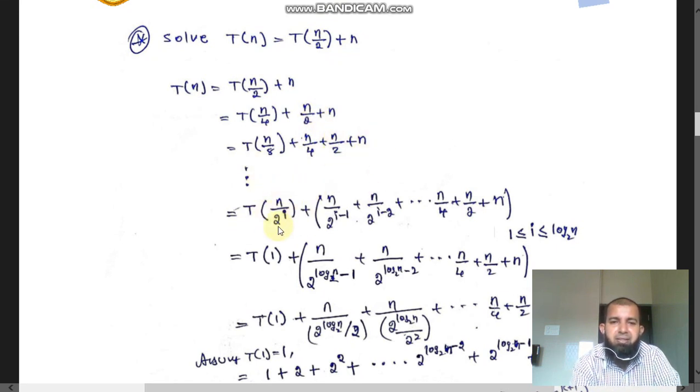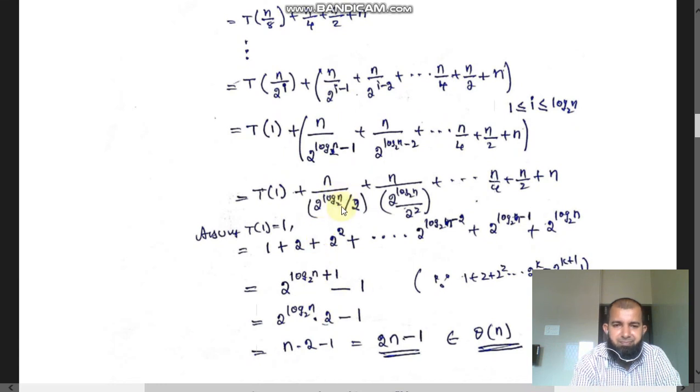T(n/2^i) + n/2^(i-1) + n/2^(i-2) and so on, like this: n/4, n/2 plus the last n. So here what is i? It is log n base 2. So we just replace i with log n base 2. So n divided by 2 to the power of log n base 2 minus 1, n divided by 2 to the power of log n base 2 minus 2, like this. Here it is T(1), and T(1) is 1.